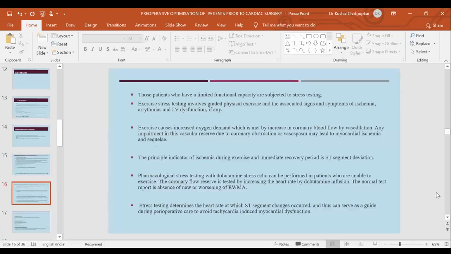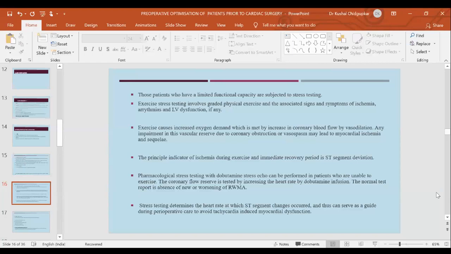Yes. Those patients who have limited functional capacity, we subject them to stress testing. Stress testing can be either exercise stress testing or pharmacological stress testing. Exercise stress testing involves graded physical exercise, and the associated signs and symptoms of ischemia, arrhythmias, and LV dysfunction are noted. Exercise causes increased oxygen demand, which is met by an increase in coronary blood flow by vasodilatation. Any impairment in this vascular reserve due to coronary obstruction or vasospasm can lead to myocardial ischemia and sequelae. The principal indicator of ischemia during exercise and the immediate recovery period is ST segment deviation.